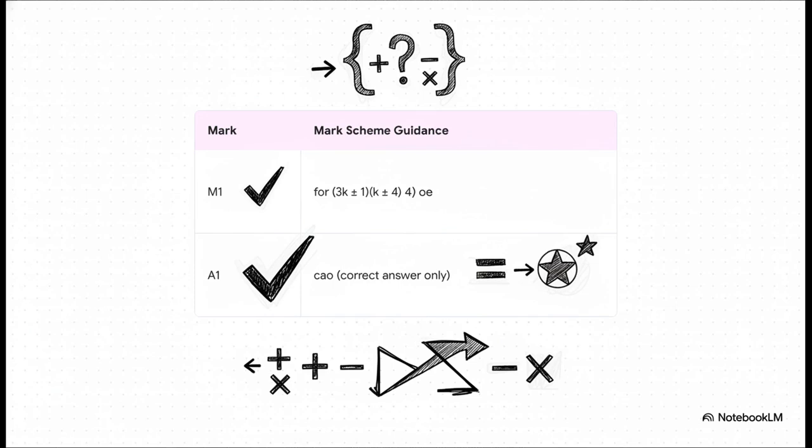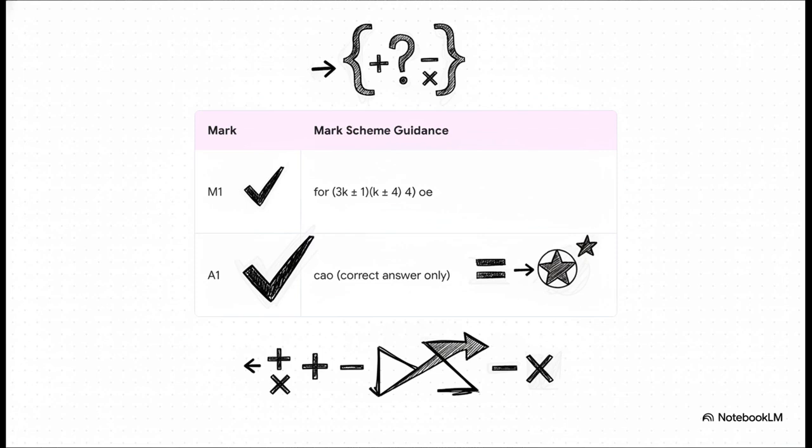The first is an M1, a method mark. You get this just for getting the basic structure right, showing you know it's going to be something like 3k something and k something. Even if your pluses and minuses are all wrong, you get that M1 for trying the right method. But that second mark, the A1 or accuracy mark, that one's tough. You have to be perfect. The signs, the numbers, everything.